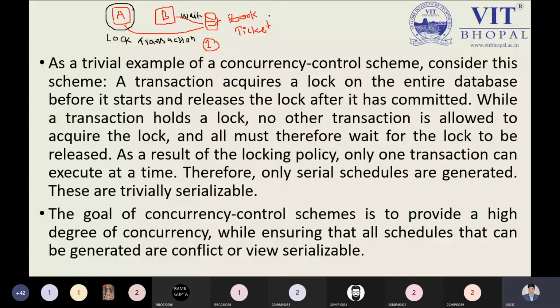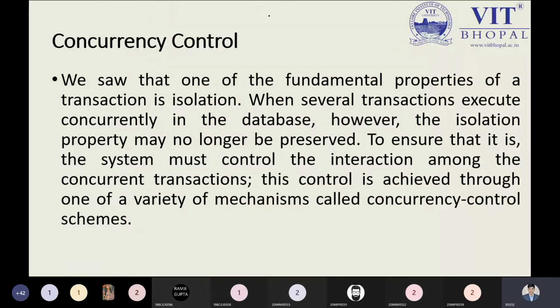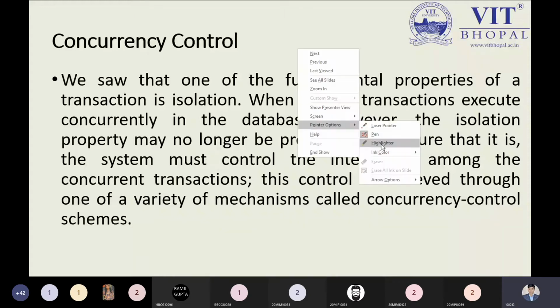So now I'm just moving to the next slide. From this slide, we have to start concurrency control. So what is concurrency control exactly? We saw that one of the fundamental properties of a transaction is isolation. So what is isolation? We have already discussed this point many times.